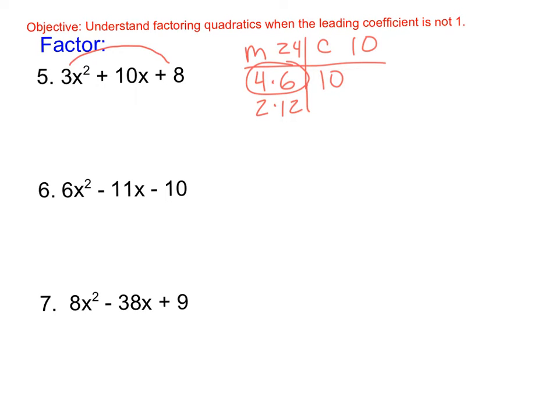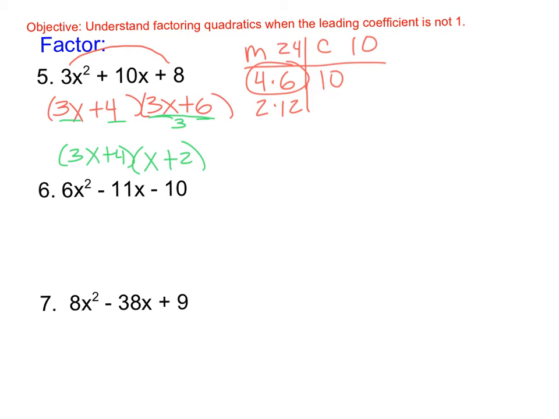So then I don't know where my 3 is going to go. So I put it in 2 spots. 3x, 3x, plus 4, plus 6. And now I have an extra 3 in the problem, right? 3 times 3 is 9. 4 times 6 is 24. We have too many 3's in the problem, so we need to divide. So I'm going to look for a GCF. 3x plus 4 can't be divided, so I'm going to rewrite it. But 3x plus 6 can be divided by 3. x plus 2. If you multiply all that out, you will notice that is the correct answer.